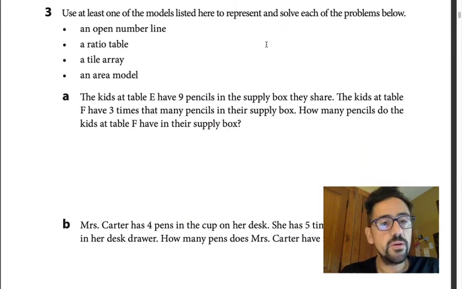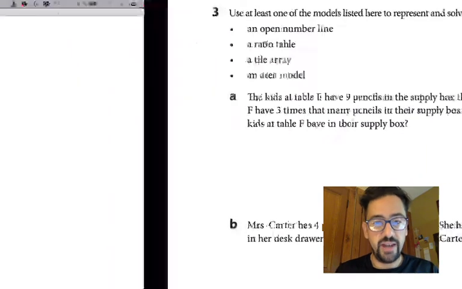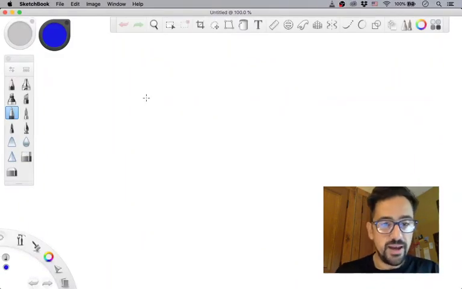Okay, so we have that the kids at table E have 9 pencils in the supply box. The kids at table F have 3 times as many pencils. How many pencils do the kids at table F have? Okay, so as always, I always start with a sketch. So I have here my table.